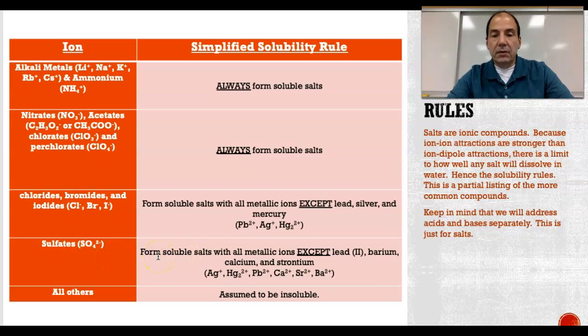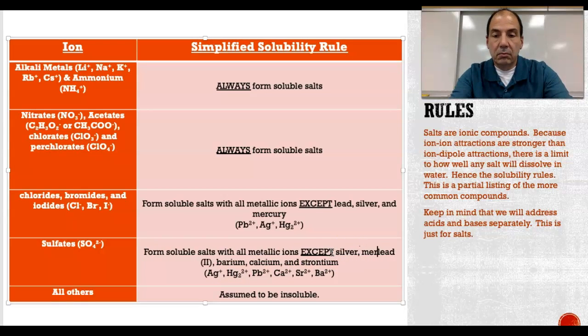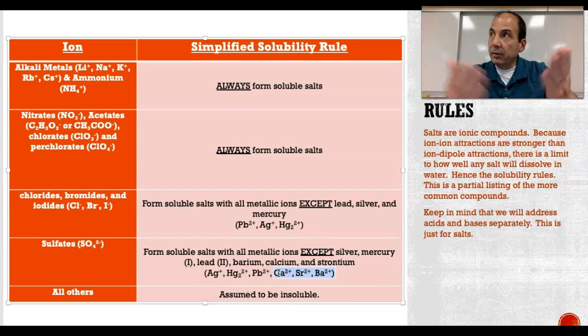We have exceptions of, my words don't match up with my pictures. The exceptions are silver, mercury 1, lead 2, barium, calcium, and strontium. Now, calcium, strontium, and barium, we're talking about the bottom of the alkaline earth metals, and these three, again, are exceptions. So again, you can see that these three cations, lead, silver, mercury, don't form soluble salts very easily. Anything else we are going to assume, at least for now, is insoluble.